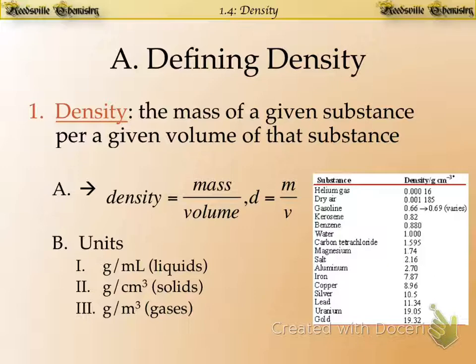Finally, gases. Typically if we have gases, they are going to be given with densities of grams per meter cubed, just because gases have such a low density. You can have a pretty big volume that has a pretty small mass. So those are the units we give.